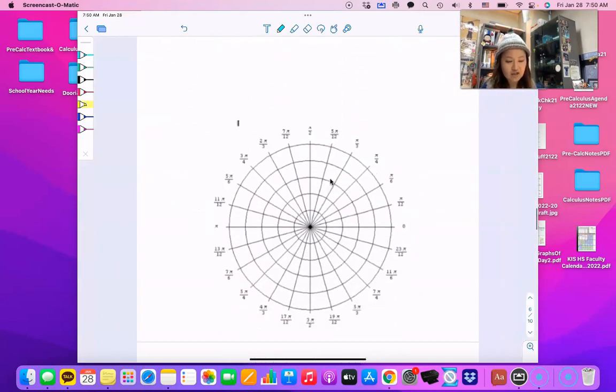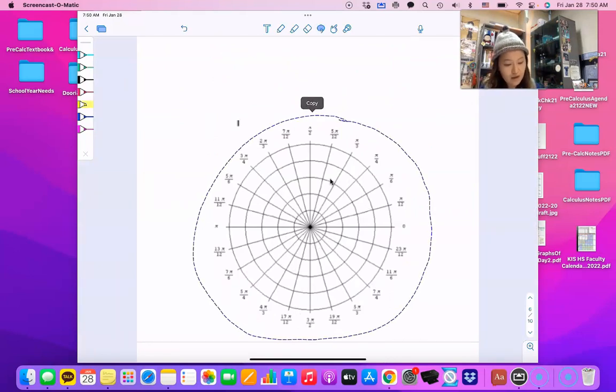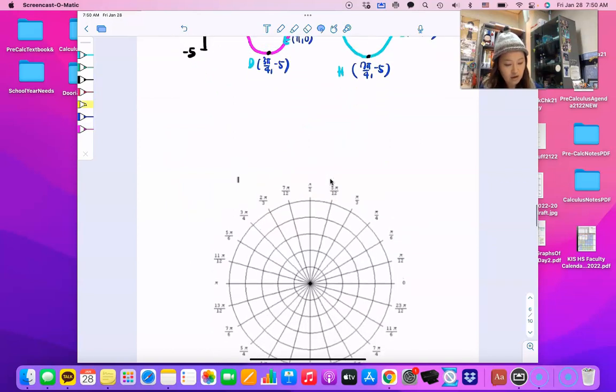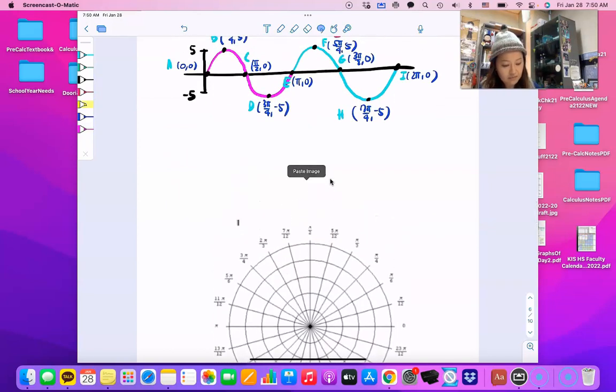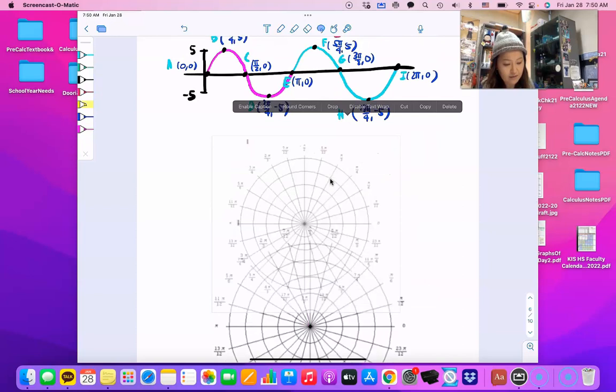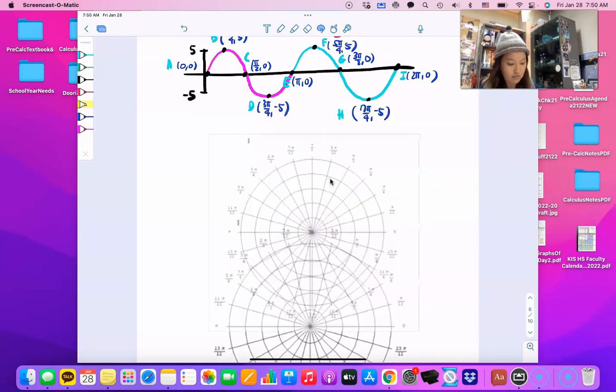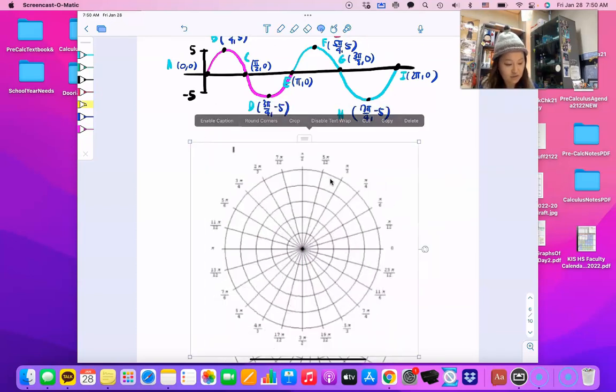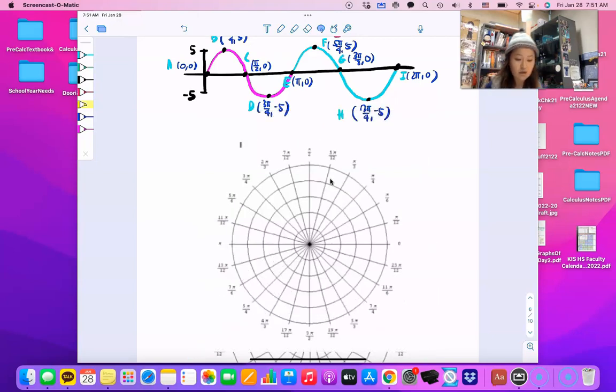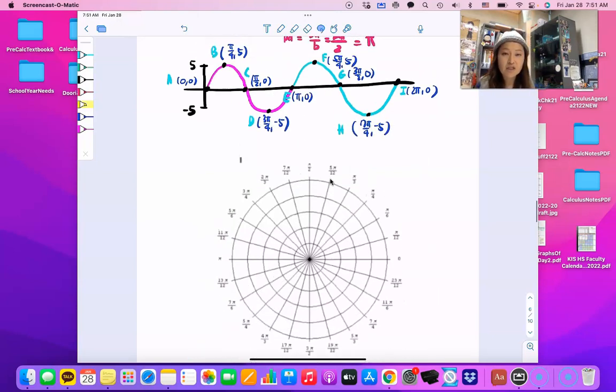I'm going to shift this graph up a little bit. So I'm going to cut this, copy it here, and cover that guy up. So ignore the bottom piece, because I want you to be able to see the coordinates. All right, you ready? Here we go. Let's start graphing.